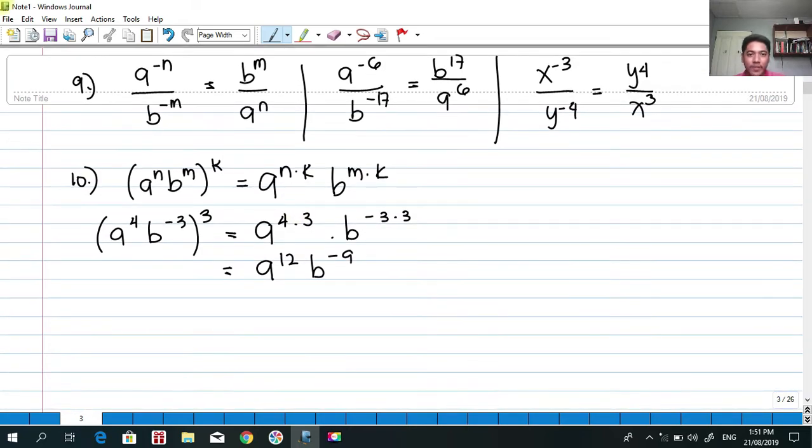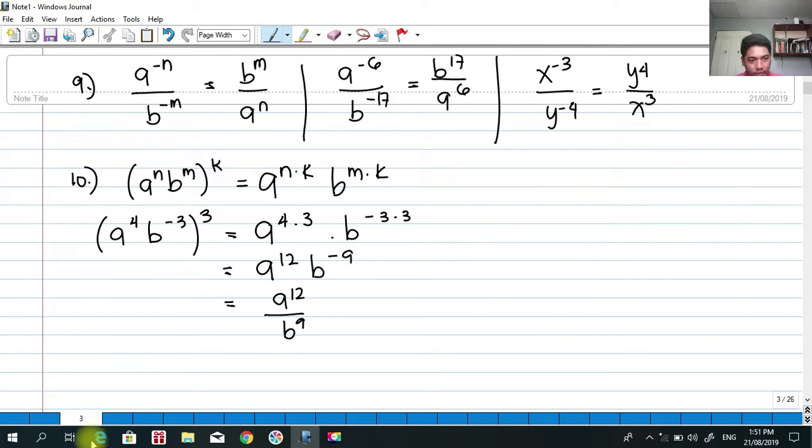And we can further simplify this, if your professor doesn't want to have any negative exponent. So we have a raised to 12 over b raised to 9, because we can always get the reciprocal of this, to eliminate the negative sign in the exponent.